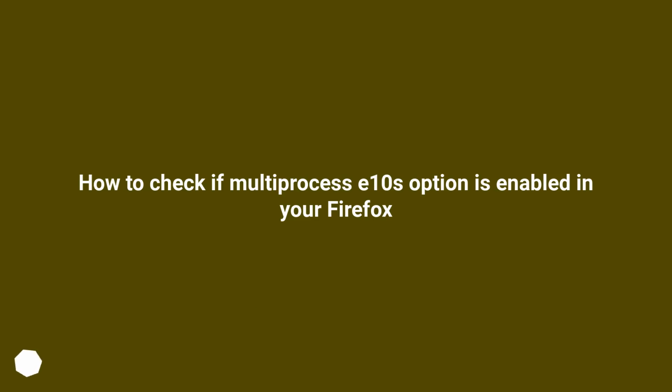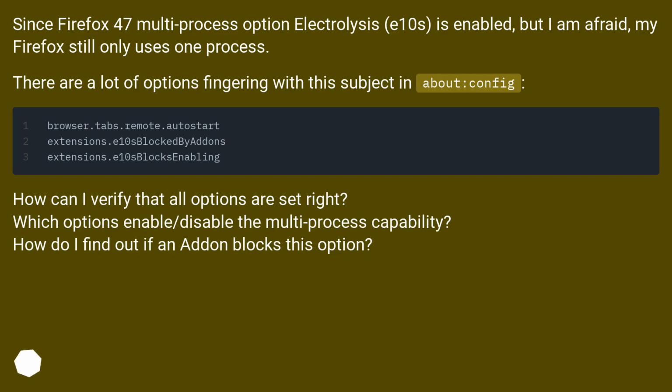How to check if multiprocess e10s option is enabled in your Firefox. Since Firefox 47, the multiprocess option, electrolysis (e10s), is enabled, but I am afraid my Firefox still only uses one process.